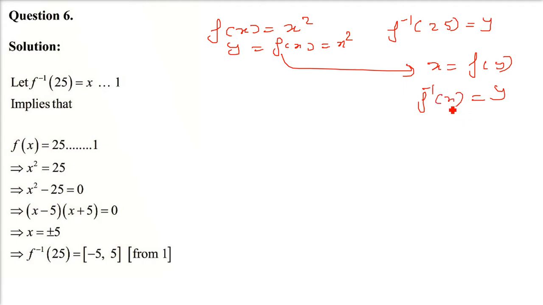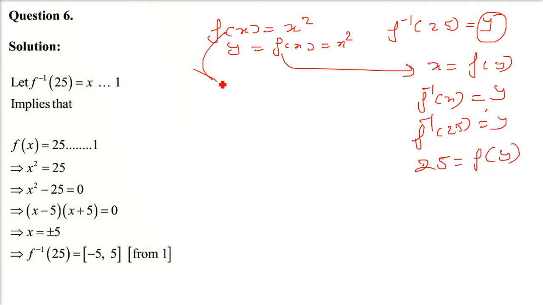So f inverse of x is equal to y. I'm just saying, don't worry about y or x. So f inverse of 25 equals y, 25 equals f(y). So we have to find out f(y) equals 25. We put y here, f(y) will be y square. Either you can write y square or x square, it doesn't matter. So y square equals 25, y square minus 25 equals 0. 25 can be written as 5 square. It would be y square minus 5 square.